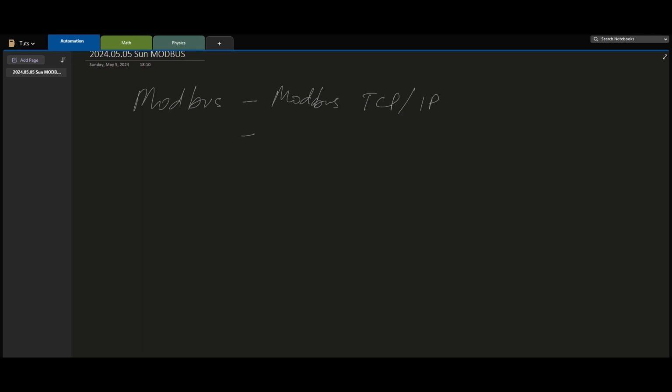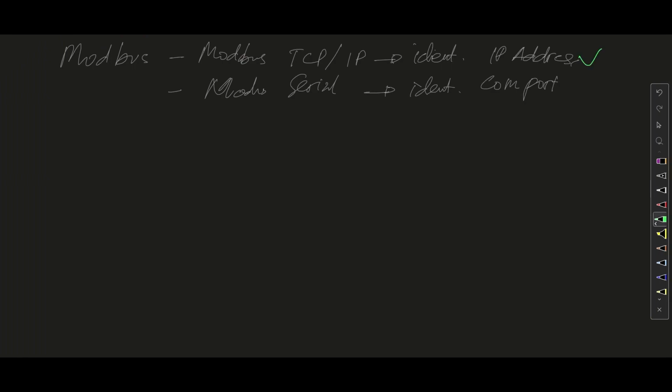which is identified by IP address, right? And then the second one is Modbus serial, we call it like that. This is identified by COM port, right? This one I've already explained, or you can watch my previous video. But for this one, we're gonna talk about this today.